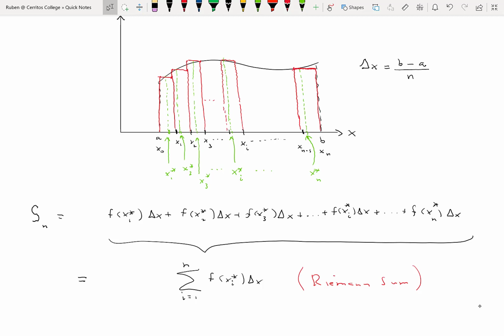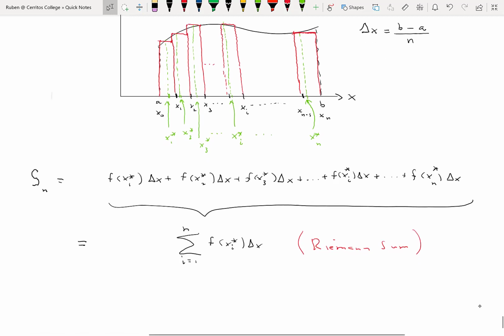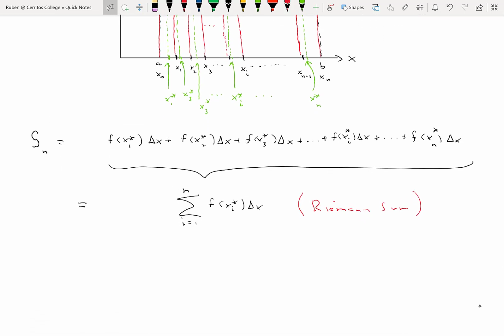However, when we stuff in more and more rectangles, that is, we let n get bigger and bigger, the amount that we're going to be off by using approximating rectangles gets smaller and smaller. So the error involved in approximating our area by using Riemann sums shrinks smaller and smaller as n approaches infinity, as the number of rectangles becomes infinite. And that's how we get the definition of the definite integral.